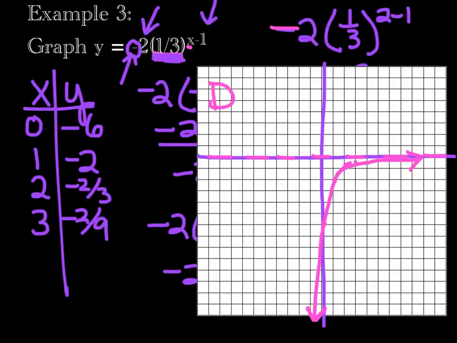Our domain for this is still all real numbers. But our range for this, now our lowest is negative infinity, and our highest is 0, and we don't touch it, so we put a soft bracket.